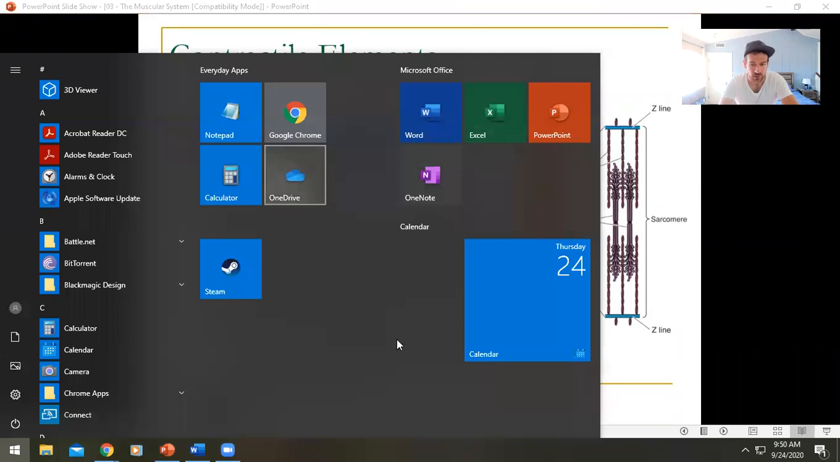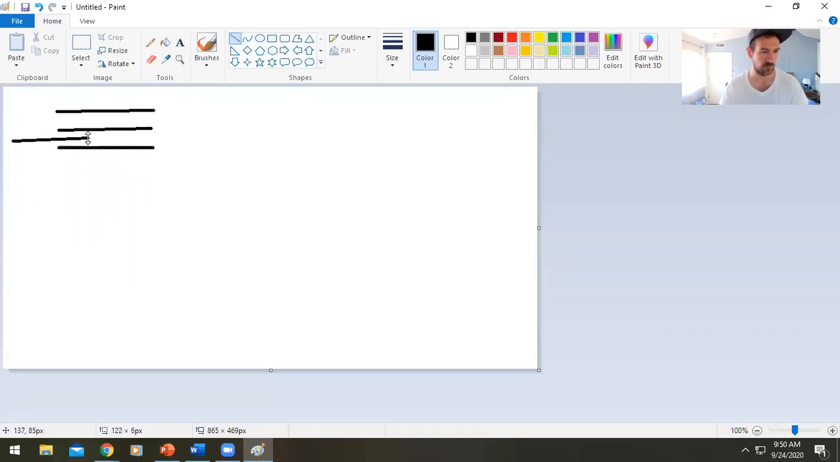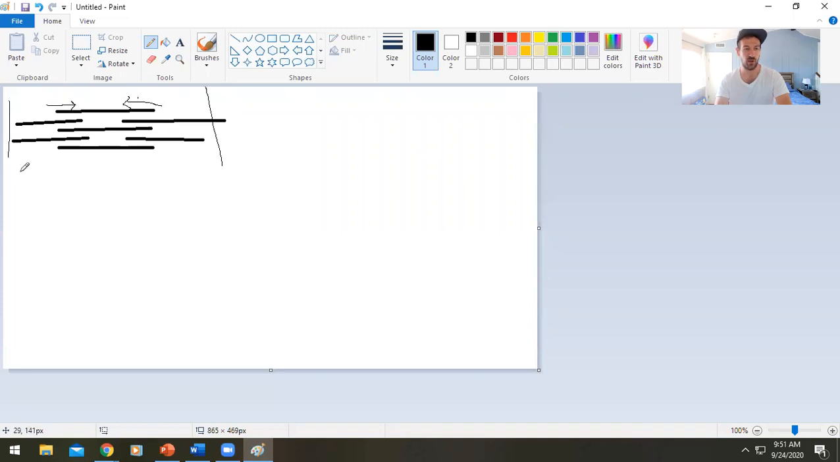I'm going to go back to Paint here. Actually, wait, there's a line tool. They're arranged like this. And what can happen is this stuff can move this way, and this stuff can move this way, and this stuff can move that way. And so your muscle can go from being this long to being this long, and then it can relax.